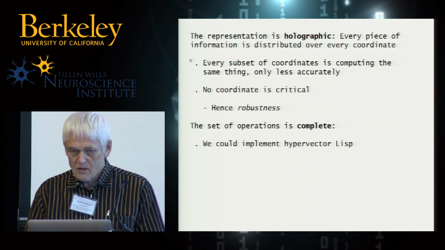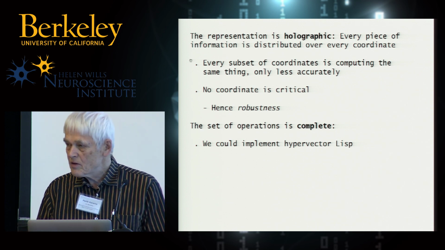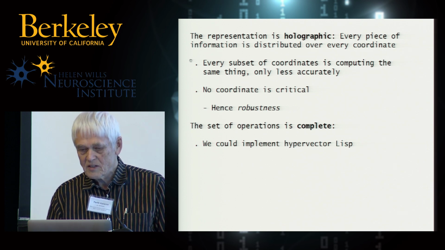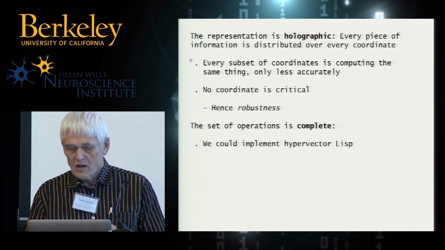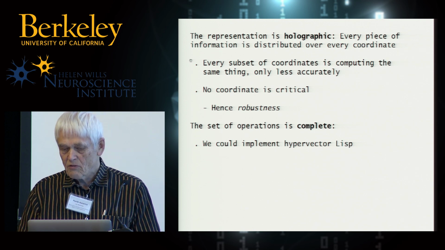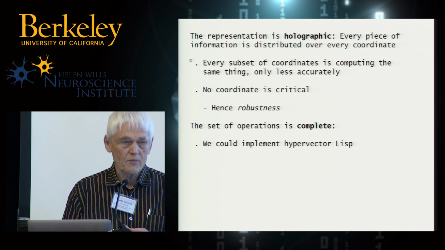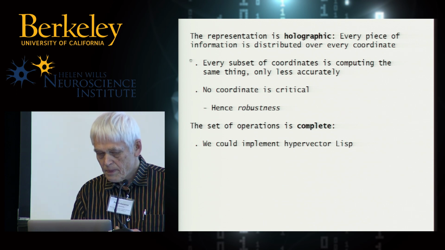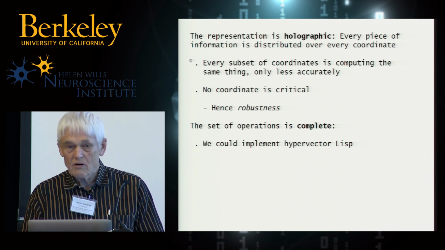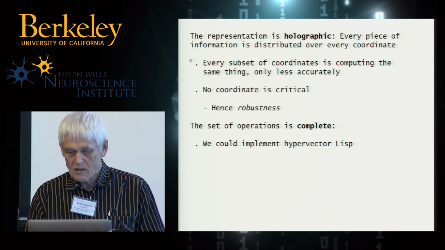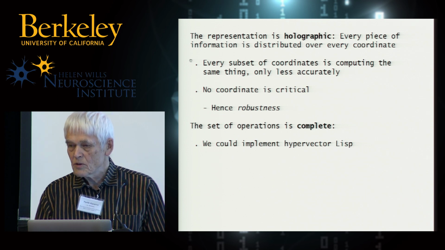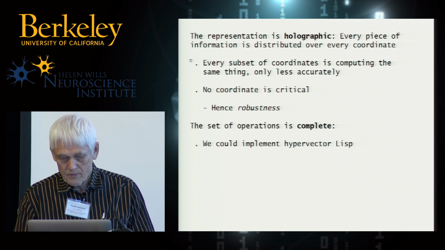These representations, when you use these operations, produce vectors that are holographic. That means that every piece of information encoded into the vector is distributed over every one of the vector coordinates. That means that every subset of the vector is computing the same thing. So there's no coordinate that is critical, and this is what gives us robustness.